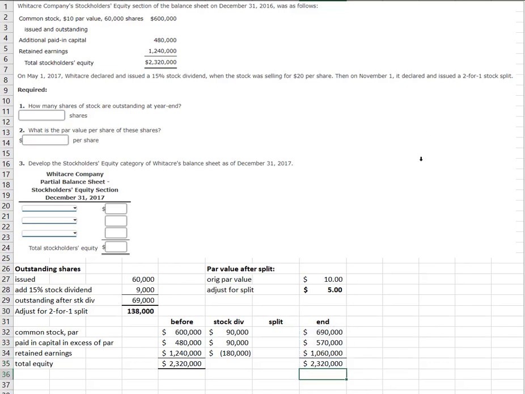And then you would add up, and you would see that stock dividends just rearrange the furniture in the equity section, but they don't change total equity. The individual accounts changed, but total equity did not. And stock splits don't change any accounts or the total equity. They do change par, and they do change the number of shares that are issued and outstanding. Let me know if you have any questions.